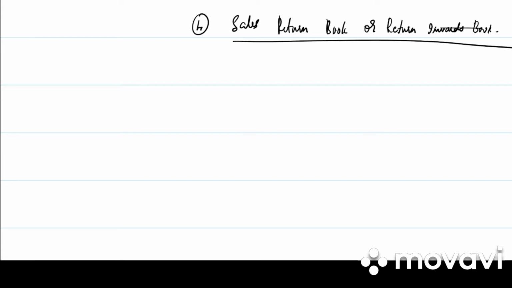Good morning, students. Let's continue the chapter that is subsidiary work. Write down the fourth one, sales return book, or return inwards book. Under that, write down, this book is used to record the return of such goods as were sold to the customers on credit basis.